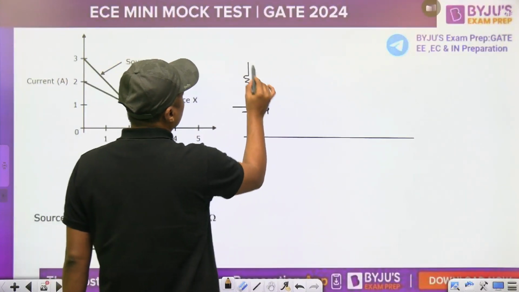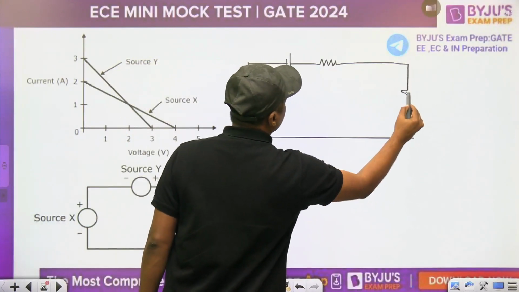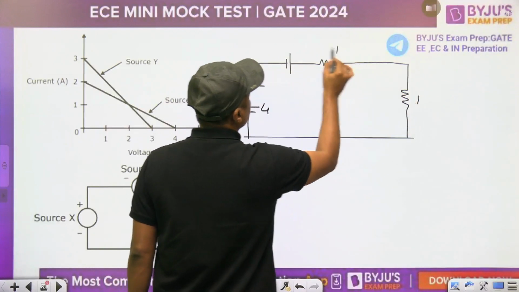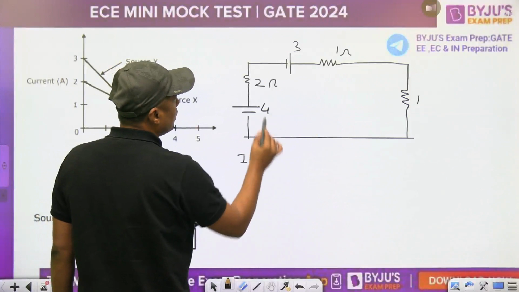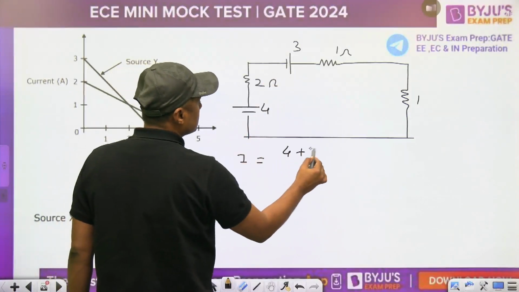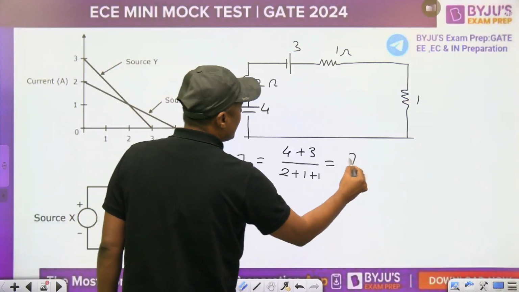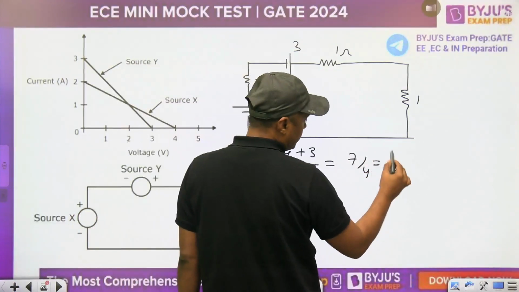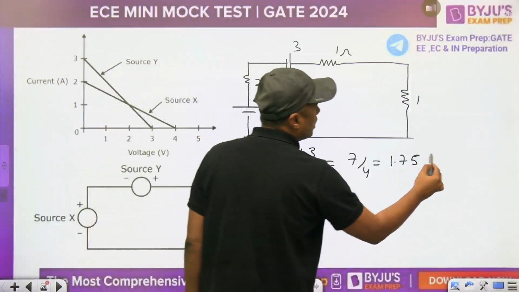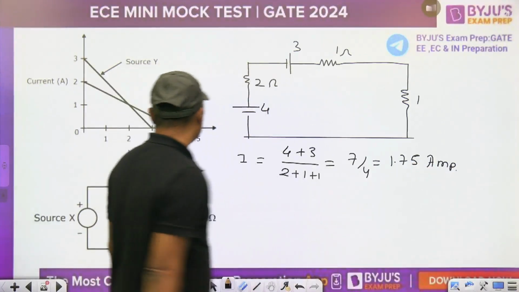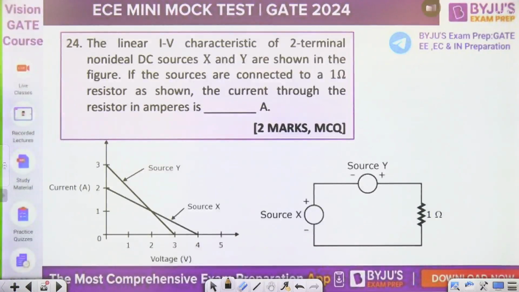A 4 volt, 2 ohm, 3 volt, 1 ohm circuit is connected here. Now, what is the value of the current then? 4 plus 3 is 7, 2 plus 1 is 3... 7 by 4, and that is nothing but 1.75 ampere, because if it is in ohm, then the current is in ampere. That is the answer. The answer for this question is 1.75 ampere.